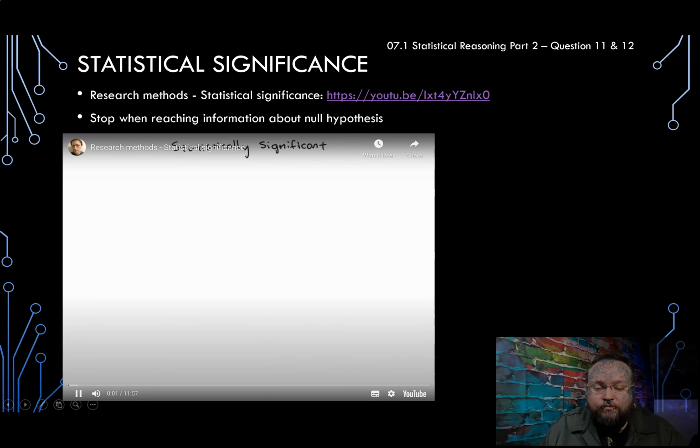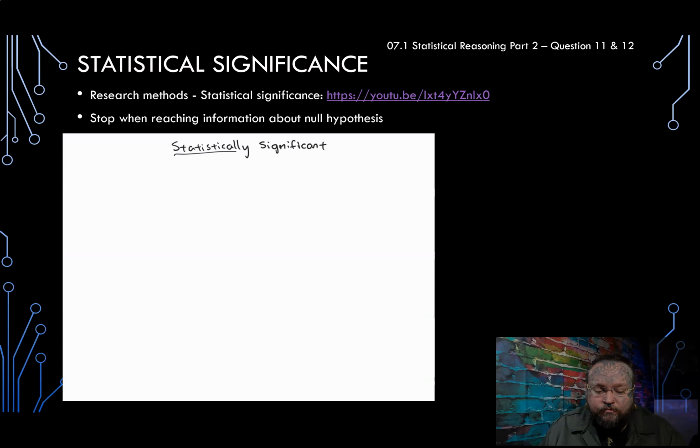So I want to just review this idea of something being statistically significant. If we get a result in a study and we say that result is statistically significant, what exactly does that mean? I talked before about the idea that if I have two groups of people and I'm measuring something like their height, I have some people, I'm measuring their height.